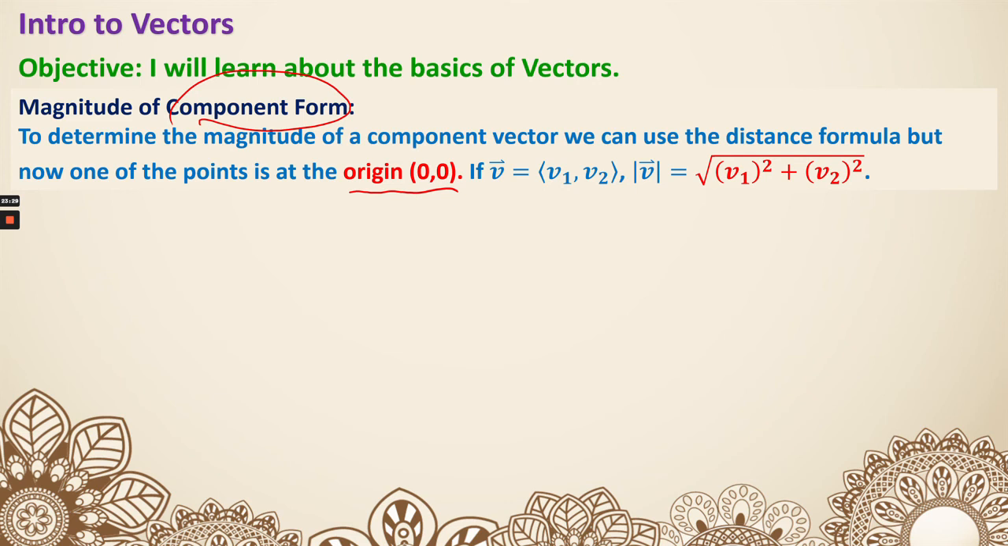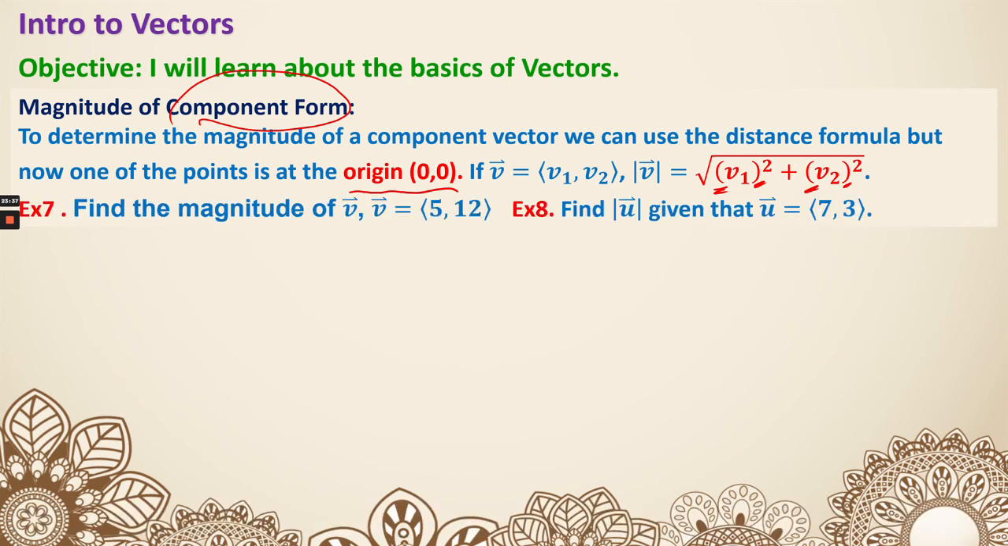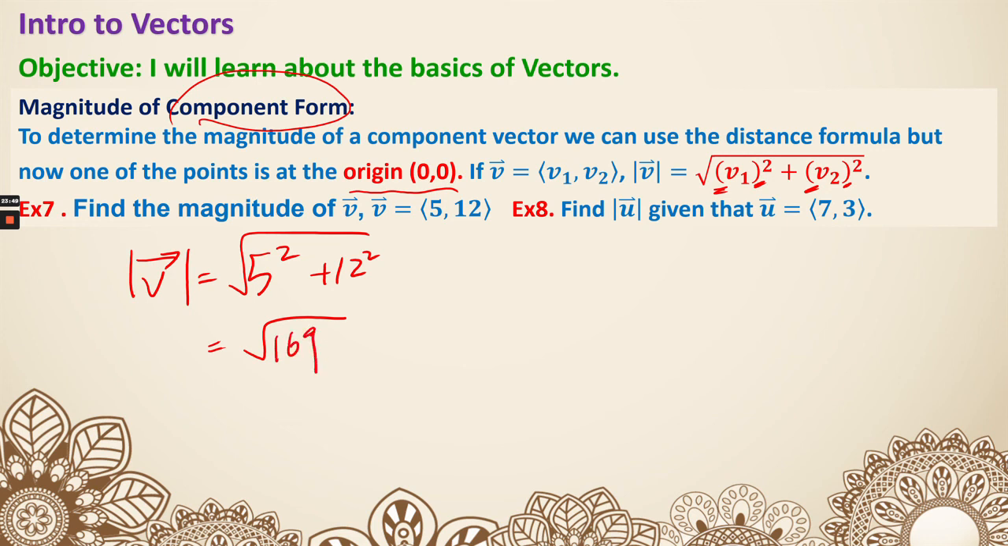Now, as you can see in the formula, I did emphasize to make sure you have the parentheses around the two numbers, especially when they're negative numbers. So example 7. Find the magnitude. That is going to be square root of 5 squared plus 12 squared. That is going to be square root of 25 plus 144, which is 169.